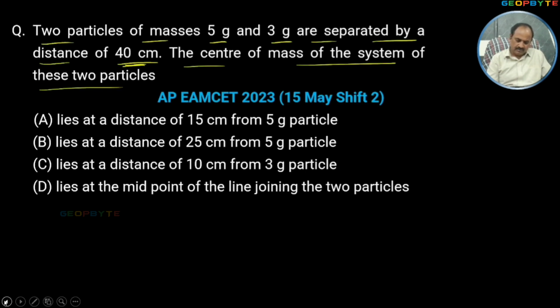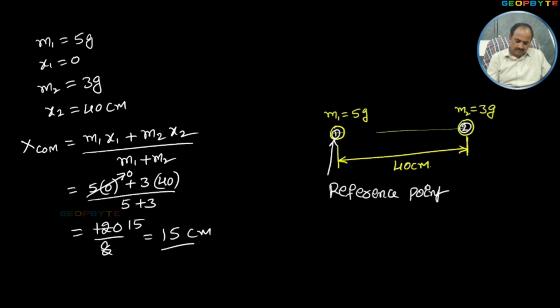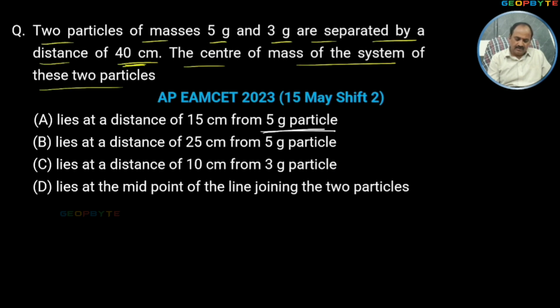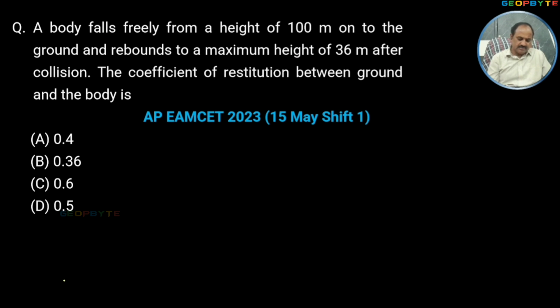Look at the options. 15 centimeters from. So here this is the correct one: 3 plus 5 is 8, 40 into 3 is 120, 15 into 8. Correct only. So the center of mass lies at a distance of 15 centimeters from the 5 gram particle. Option A itself is absolutely correct. Understood clearly? Yes. Then look at another important problem asking like this.